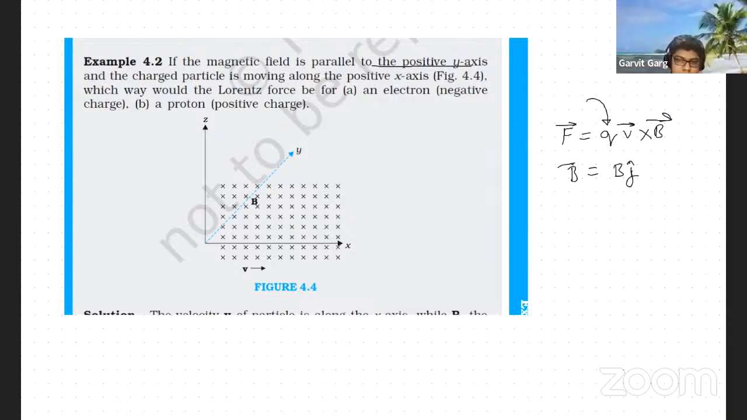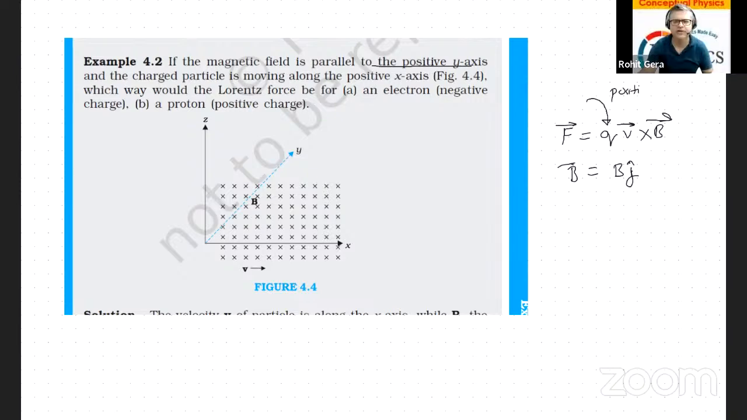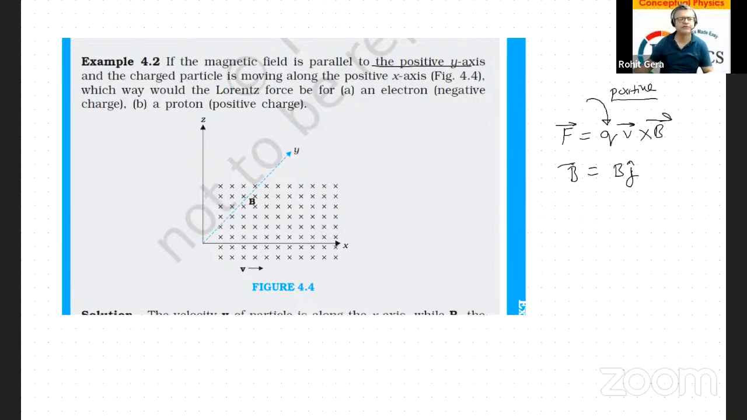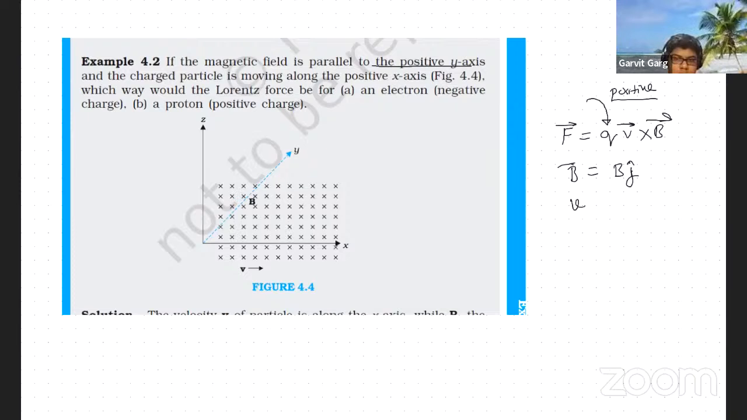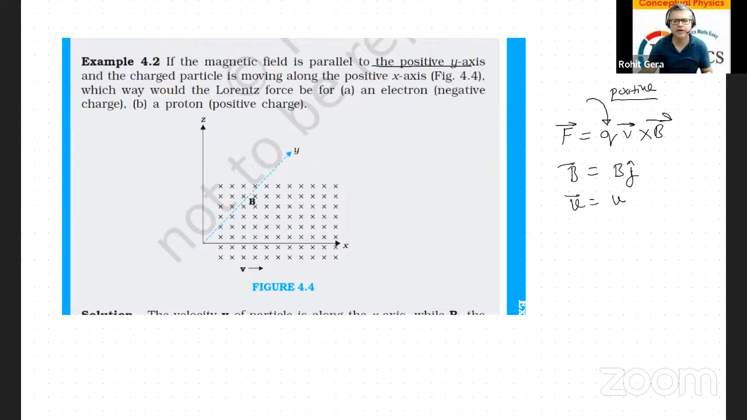And if the charge is negative, we have to reverse it. So think like vector. Velocity कहाँ पे है? Velocity is on the x-axis, right? X-axis. So velocity should be in I, but you have to write it. Velocity is equal to v I.